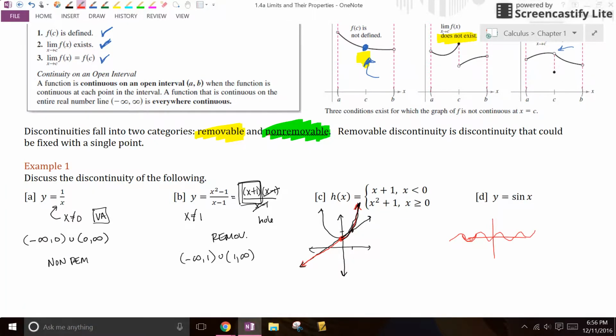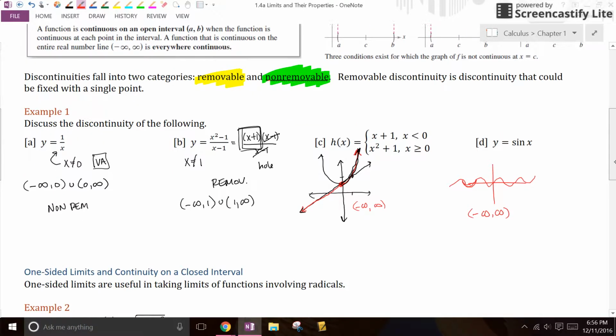So there is my definition of continuity and explaining when something is continuous or not, and on what intervals. The interval for continuity would be negative infinity to infinity. Same thing with this one. So all kind of neat stuff that we can talk about with continuity.